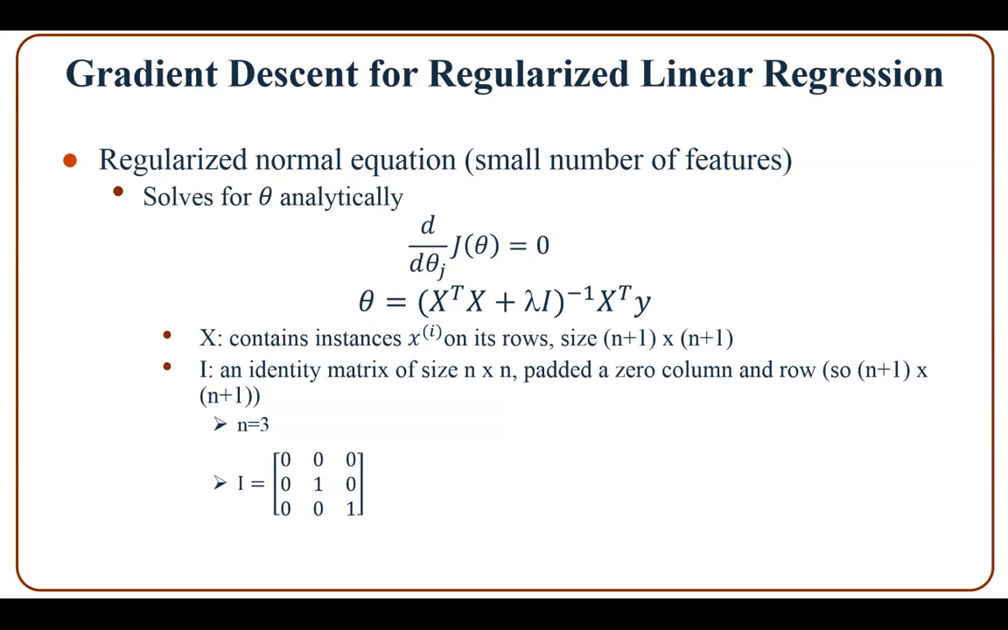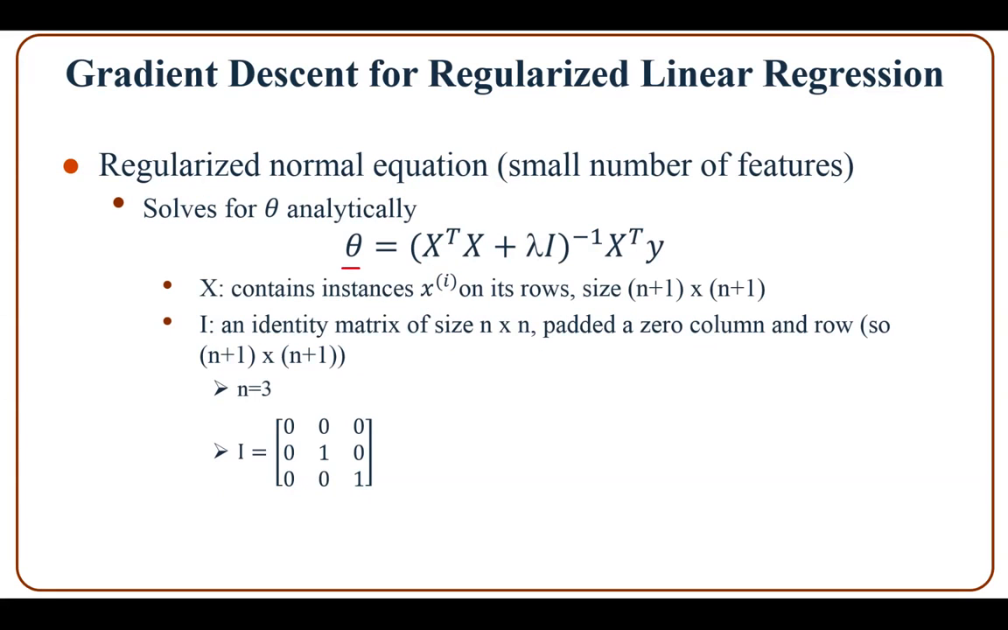The normal equation can also use the regularization method, and the difference from the original theta is just this term. Here I is an identity matrix of size n by n padded by a zero column and a zero row, such that the size becomes n plus 1 by n plus 1. So let's say if n is equal to 3, then I would be like this: an identity matrix also padded by a 0 row and a 0 column.